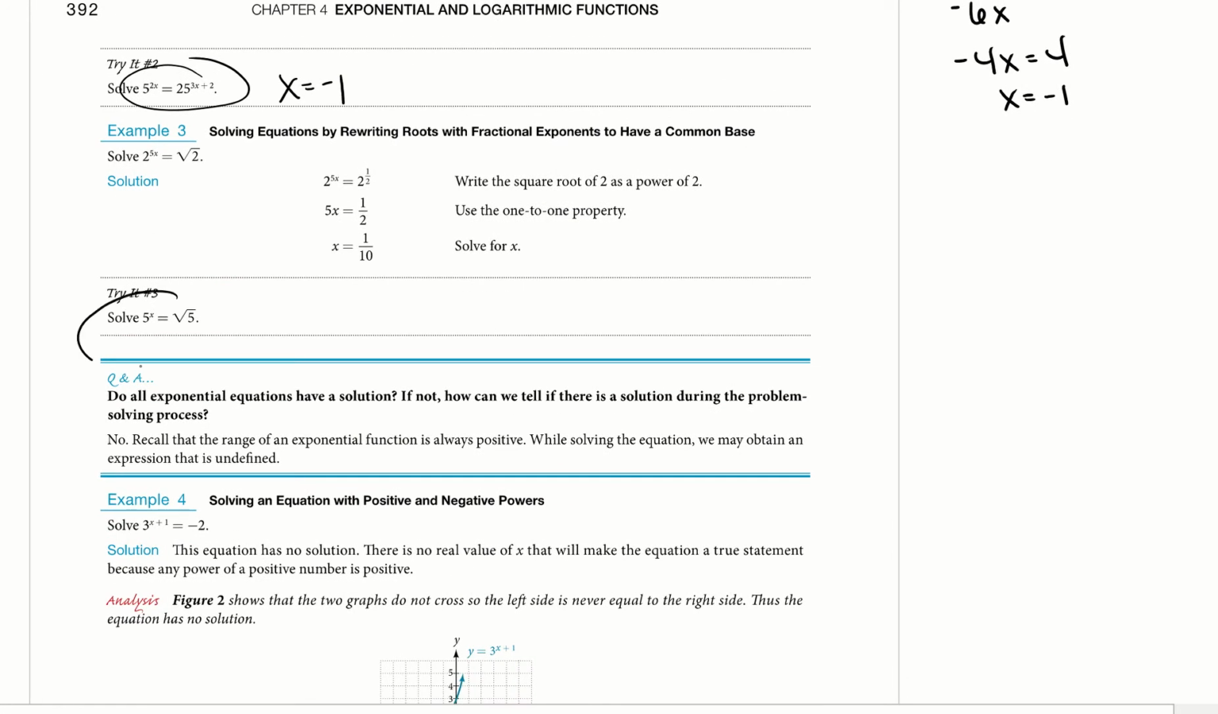Now we can also rewrite roots. So the square root is 5 to the half. So this is the property that we're using. So no matter what type of root we have, we can use it. So obviously now we can see that x equals half.